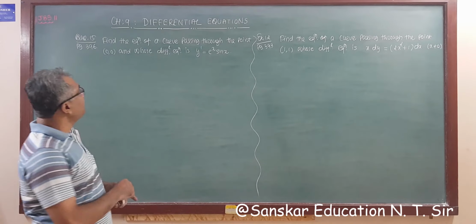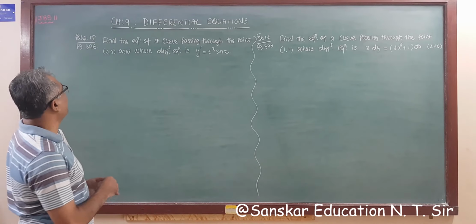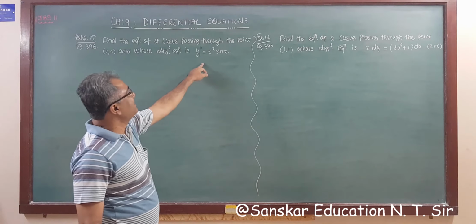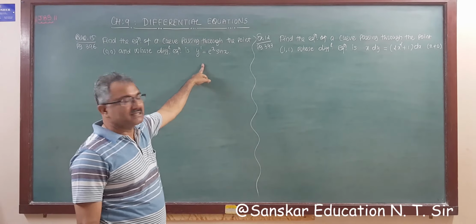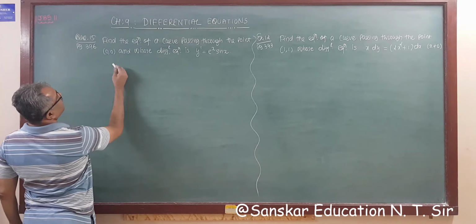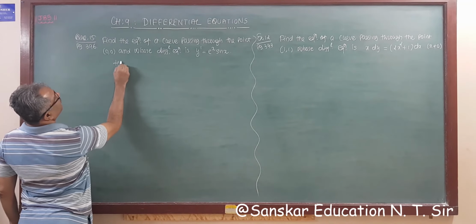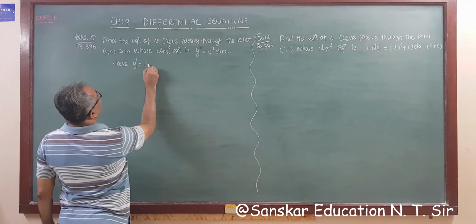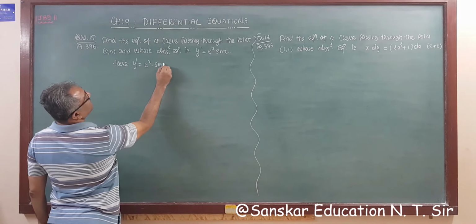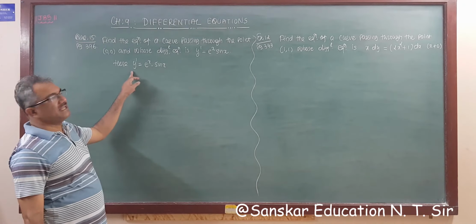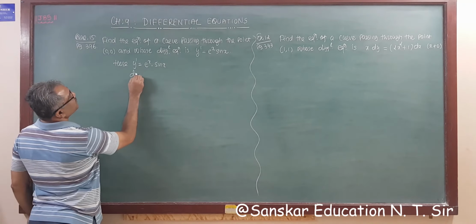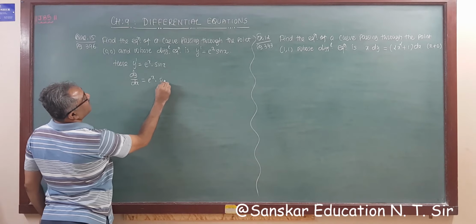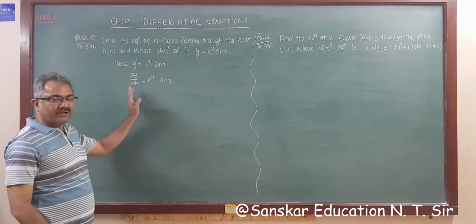Given that, find the equation of a curve passing through the point (0, 0), that is the origin, and whose differential equation is y dash is equal to e raised to x sin x. So this is given here, y dash is equal to e raised to x sin x. Now y dash means dy by dx. So dy by dx is equal to e raised to x into sin x is given. This is your differential equation.